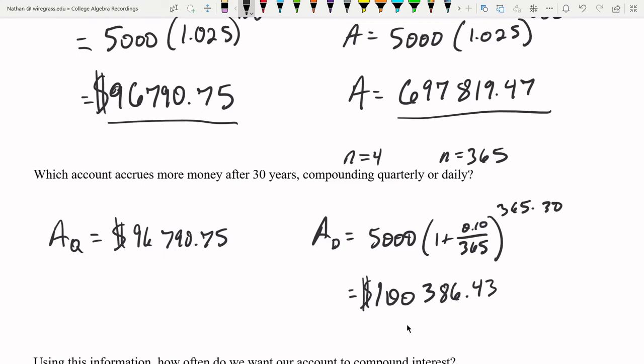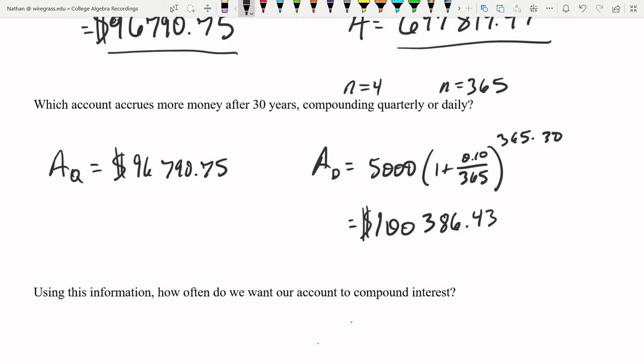So it was not that much more money, just looking at these two things. Of course, this is about $4,000. That's a significant amount of money. But after 30 years, it doesn't seem to be that much money compared to the whole thing. However, all that's changed is how often our account compounded. We had the same time, 30 years, the same rate, 10%, but we got more money out of it. So that tells us that how often do we want our account to compound? Well, we want it as much as possible, because we just get more and more money for it.